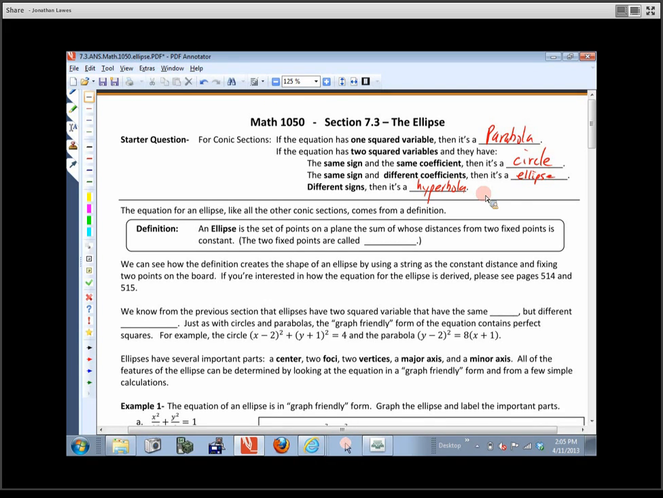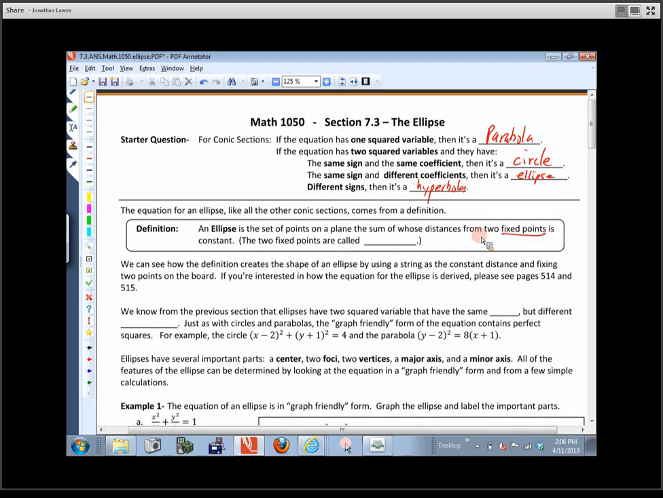Instead, on this one, I'm going to show you an animation that shows you how ellipses are formed from the definition. Okay, so here's the definition. An ellipse is the set of points on a plane, the sum of whose distances from two fixed points. So there's that fixed point again. Last time when we were doing parabolas, the fixed point was a focus. We only had one. Now we've got two. Okay, so the sum of the distances is constant.